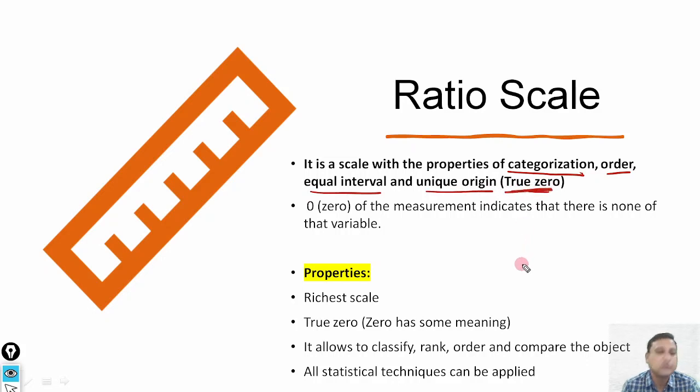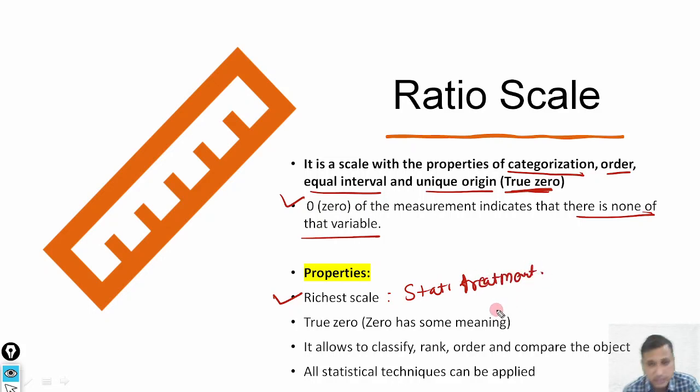It has a true 0. 0 of the measurement indicates that there is none of that variable. Correct? When we see the examples, you will understand the meaning of this statement. What are the properties? It is the richest scale. Richest scale for what? For the statistical treatment. We can give as many statistical treatments on the ratio scale as on any other measurement scale.